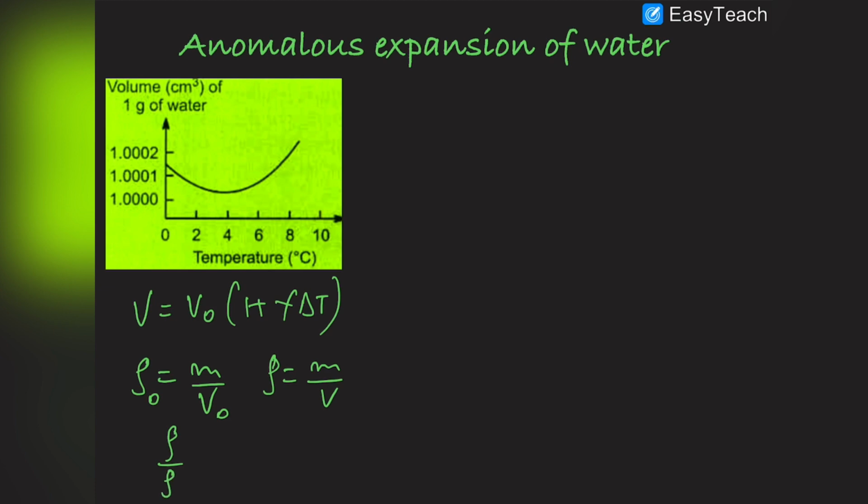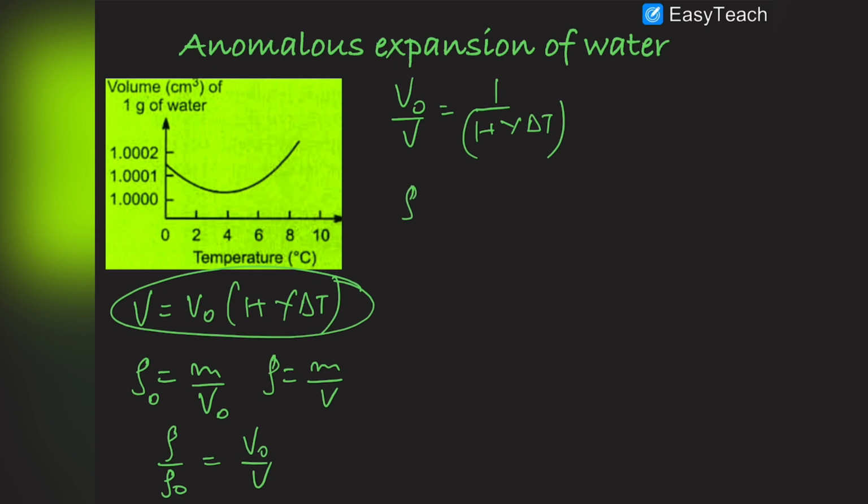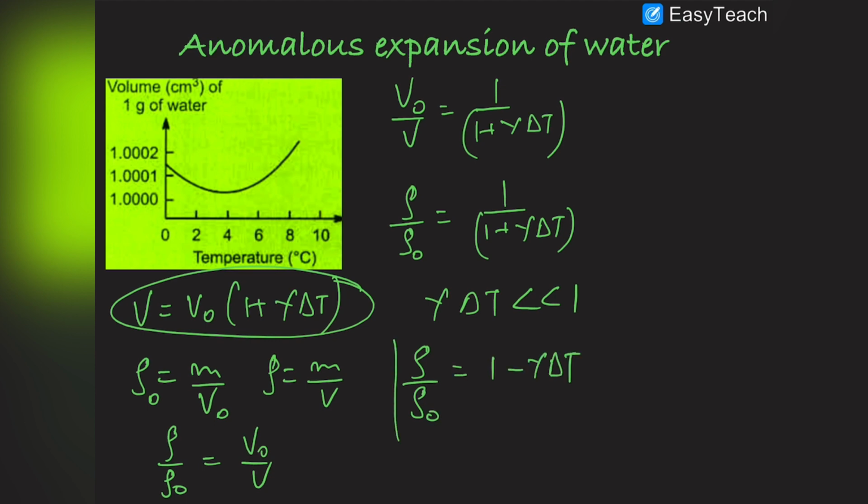So ρ upon ρ naught will be equal to V naught upon V, and we know that V is equal to V naught (1 + γΔT). So V naught upon V will be equal to 1 upon (1 + γΔT), and ρ by ρ naught will be equal to 1 upon (1 + γΔT). We know that γ is very small, γΔT is very less than 1. So ρ upon ρ naught can be written as (1 − γΔT). So this shows that on increasing the temperature, the density of the substance decreases.